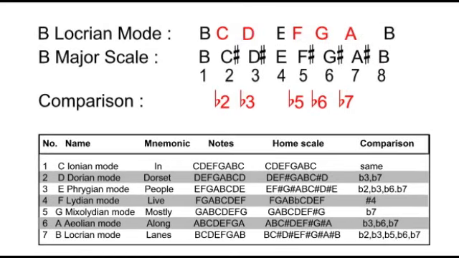For the B Locrian mode we compare the notes to the home scale of B major. You can see that the Locrian mode has 5 notes that differ from the major scale. The 2nd, 3rd, 5th, 6th and 7th notes of the B major scale are all flatted to make the B Locrian mode. So in the comparison column we have the formula flat 2, flat 3, flat 5, flat 6 and flat 7.